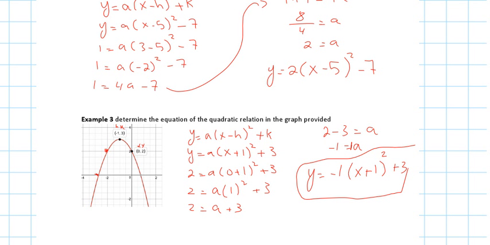You guys, what did we learn yesterday about the vertex? About the h of the vertex. It's opposite to what it is. So if it's negative 1, when you plug it in, it's going to be plus 1. If you don't do that, you're going to be in big trouble.